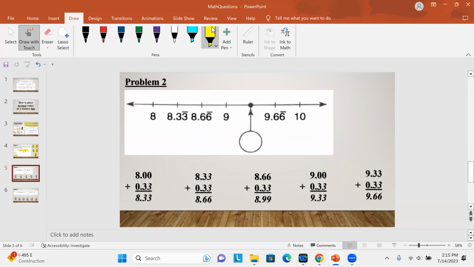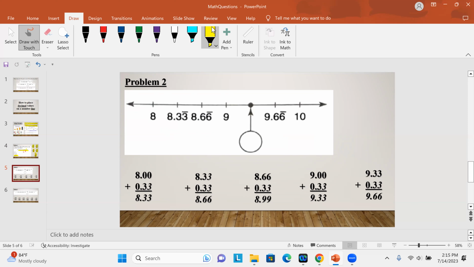Okay, problem 2. We have 8, 8.33, 8.66, 9, the missing number, 9.66, 10. Okay, so the little bar on top of 3 and 6 is telling that that digit is repeating. So it's a repeated decimal value.